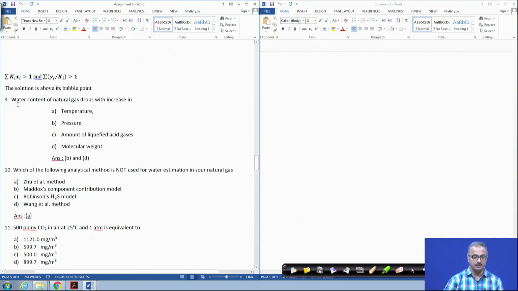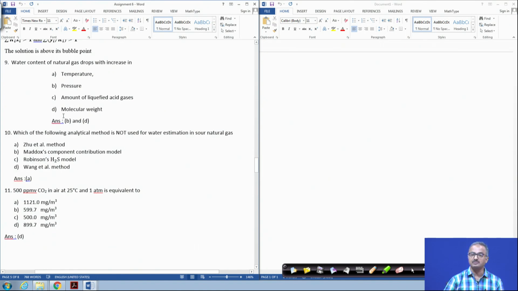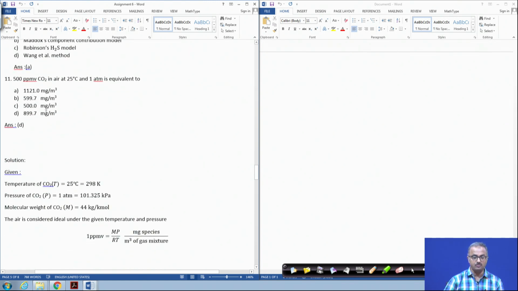Now we come to something to do with water content. These are something which you can simply look at in your lecture, and you have the points over there. I am not going into this, and now I go to another problem.